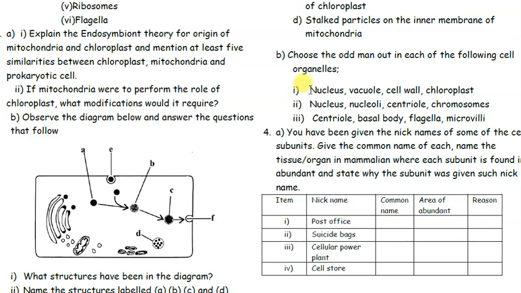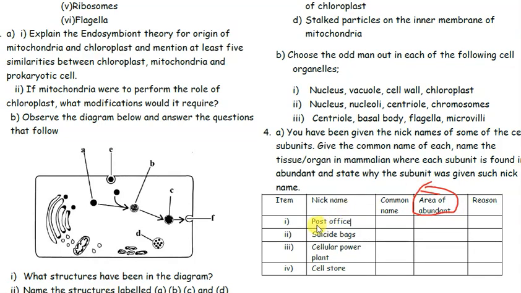Here we don't have the cell brain, because the cell brain cannot have an area of abundance. The nucleus is present in all cells. So putting nucleus and then putting an area of abundance is not correct, because the nucleus is present in all cells.